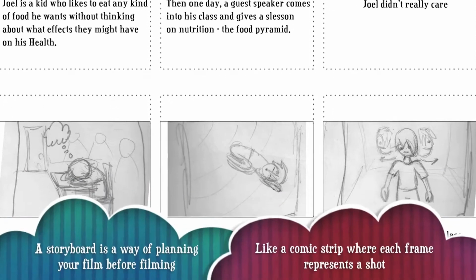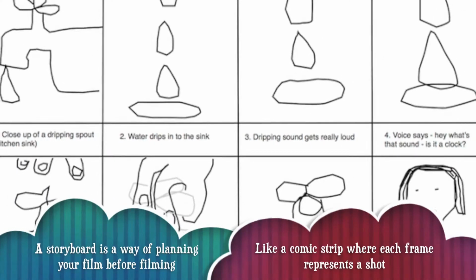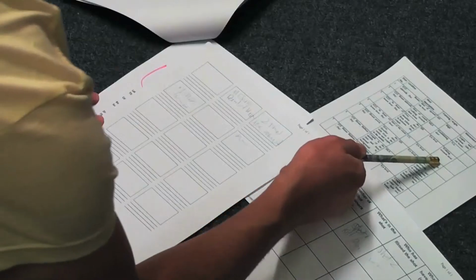Create a storyboard. A storyboard is a way of planning your film before filming. A storyboard is like a comic strip where each frame represents a shot.